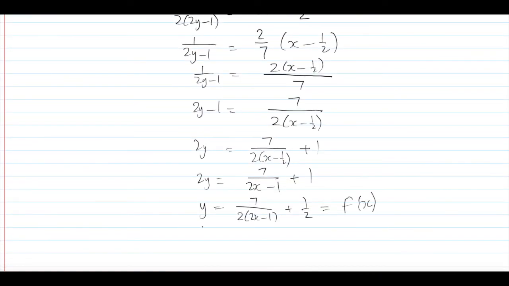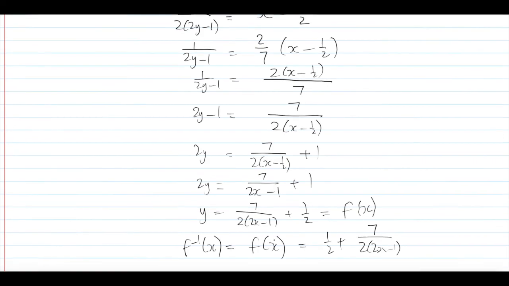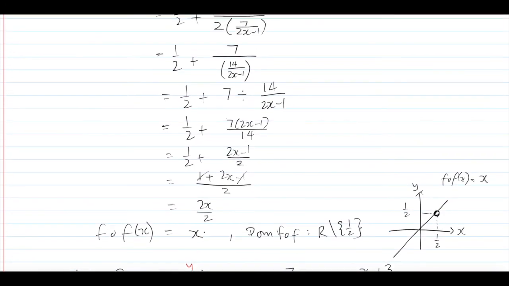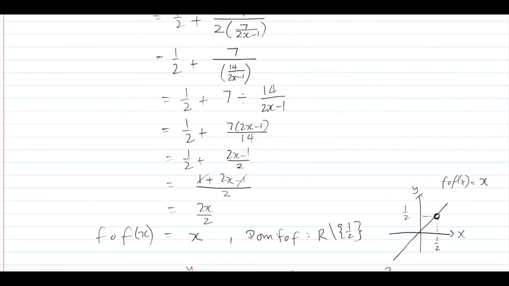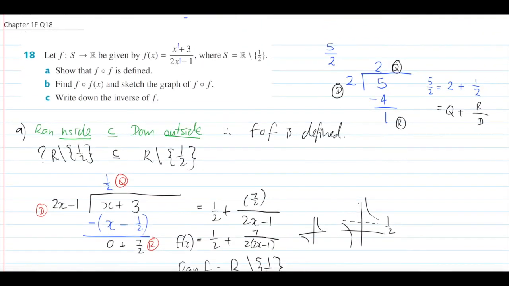f of x again. So the y here is now the inverse because we're finding the inverse, right? The f inverse is equal to f of x, which is equal to half plus 7 over 2x minus 1. And that, guys, is the magic of question 18. Everything comes back to something very simple. So your inverse is the same as your graph, and your composite, as we found earlier, was actually just x, with a special extra point where you have to exclude it, so the domain can't be half. And guys, that is how you answer question 18.